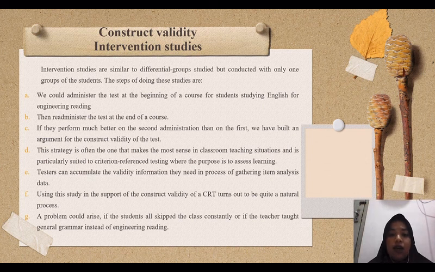In my opinion, this intervention study is actually used in classroom activities, like in Indonesia, because if the students skip the classes, they cannot understand the material given.